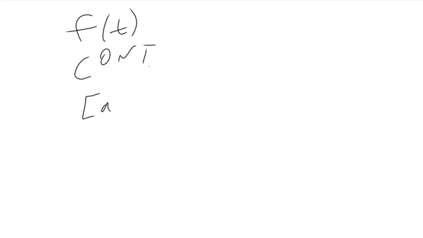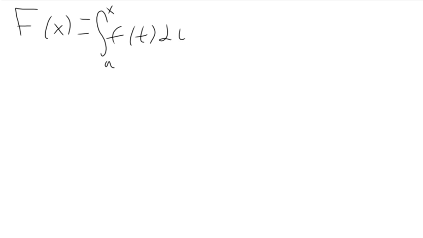I'm going to define a few functions here. First function I'm going to define is little f of t. And I'm going to define this to be a continuous function over the interval from a to x. Next thing I'm going to do is define a function capital F of x to be the integral from a to x of little f of t dt. And from a to x, that's the interval where my little f is continuous.